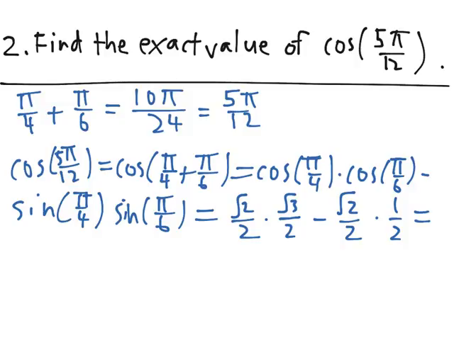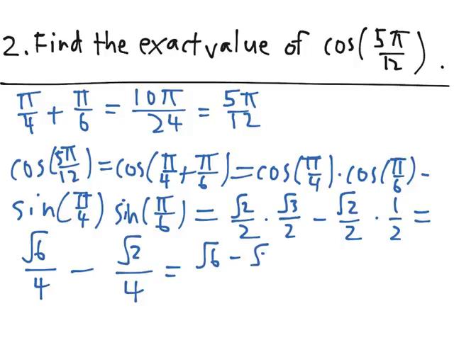So this is equal to square root of 2 times 3, which is square root of 6, divided by 4, minus square root of 2 times 1, divided by 2 times 2, which is 4. So the answer is square root of 6 minus square root of 2 all over 4.